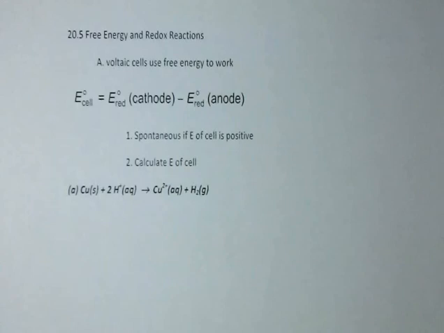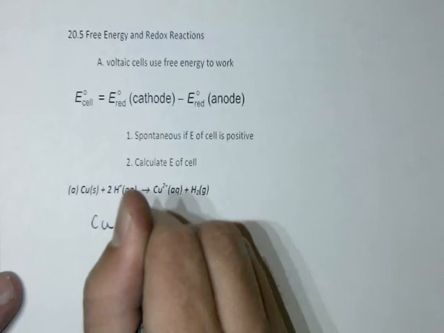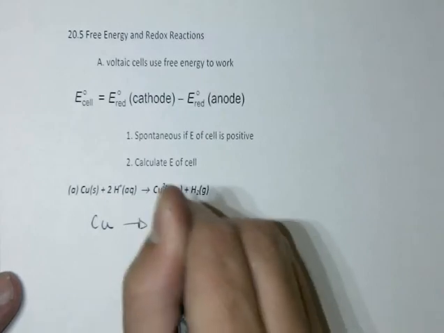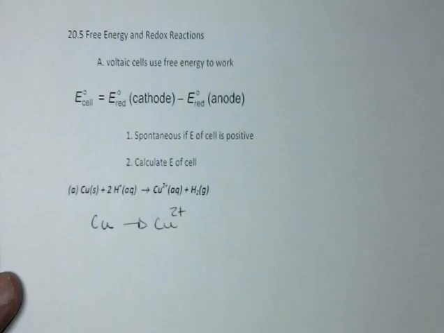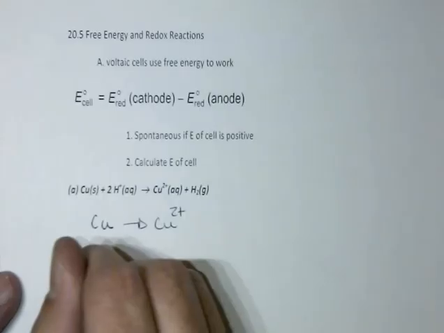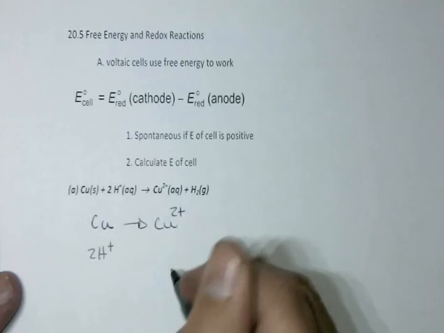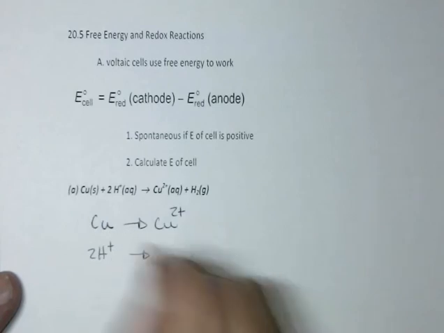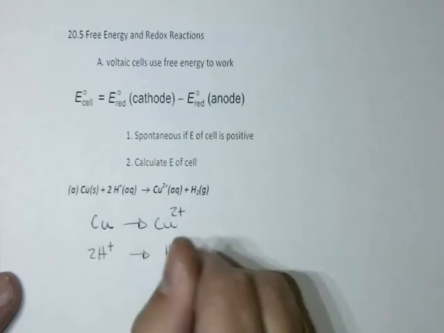Talking about standard cell potentials. Start with the problem here with copper. Copper is going to go from no charge to Cu2+. Then we're going to have hydrogen as a standard electrode, 2H+, form into hydrogen gas on the other side.